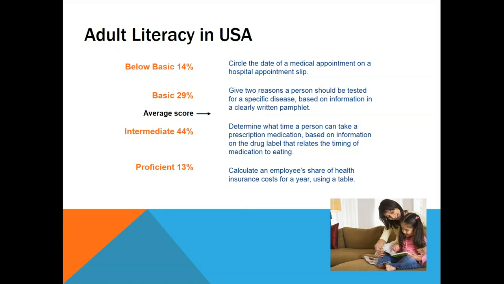These are all related to medical applications and so forth. So at a below basic level, circling the date on a medical appointment slip for a hospital appointment. That's what that level is, that people may have minimal skills where they're not able to function at that level. At the basic level, at 29%, giving two reasons a person should be tested for a specific disease based on information that they find in a clearly written pamphlet. So the average score is right in between there. That's a national average. The 44% are at an intermediate level, determining what time a person can take a prescription medication based on information on the drug label.